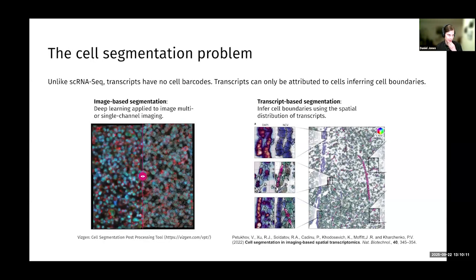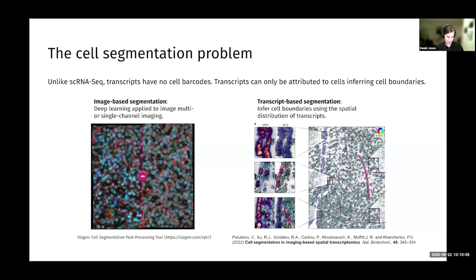The temptation would be to view this data as single cell RNA-seq with spatial coordinates. But unfortunately, it's not quite that. The big complication in treating it like that is that single cell RNA-seq has cellular barcodes, which, though you can have doublets and things like that, otherwise let you pretty precisely and unambiguously assign transcript counts to particular cells. Here, there are no cellular barcodes, so there has to be some additional kind of inference done if we want to have cell level expression estimates.